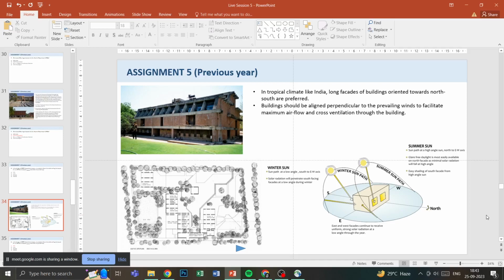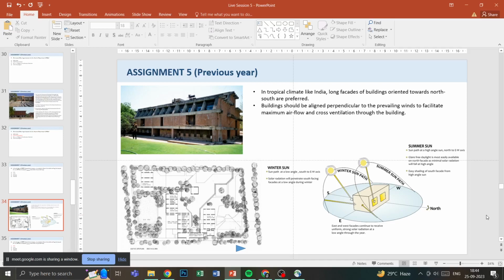But in countries like India, where most places have a composite climate, we also need heat during winter. If you can see this image, the summer sun path goes at a different orientation and the winter sun path goes at a different orientation. So the south facade, if given a proper shading device, can be shielded from the harsh summer sun. However, when the path of the sun goes lower, the sun rays can penetrate the shading device and get inside the window.